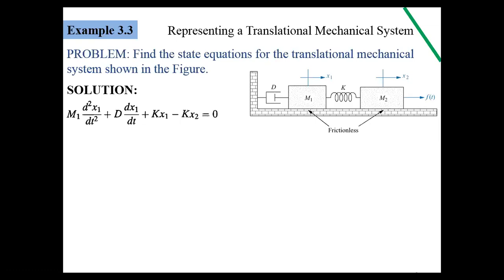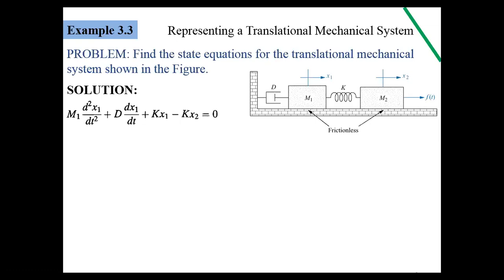So in this example we will see that although there are 3 energy storage elements, there will be 4 state variables. An additional linearly independent state variable is included for the convenience of writing the state equation.